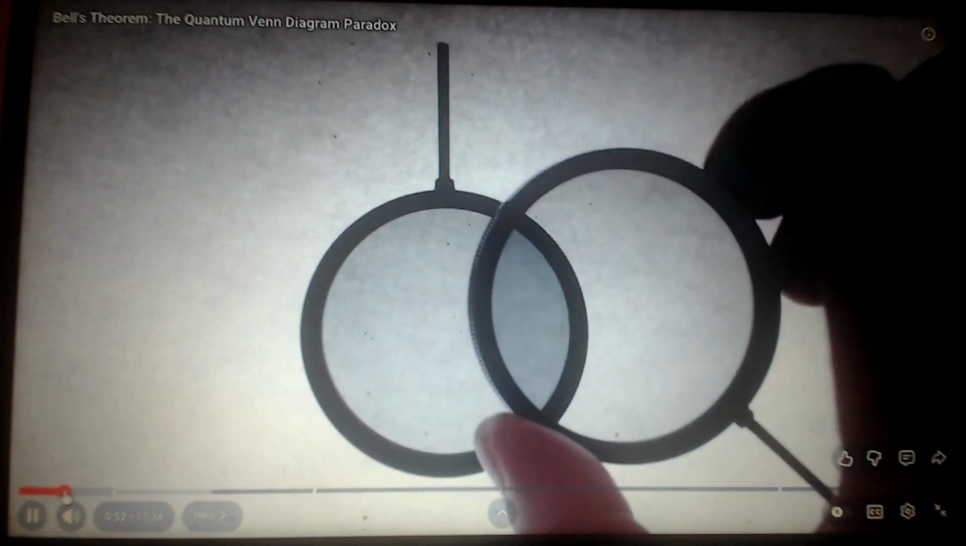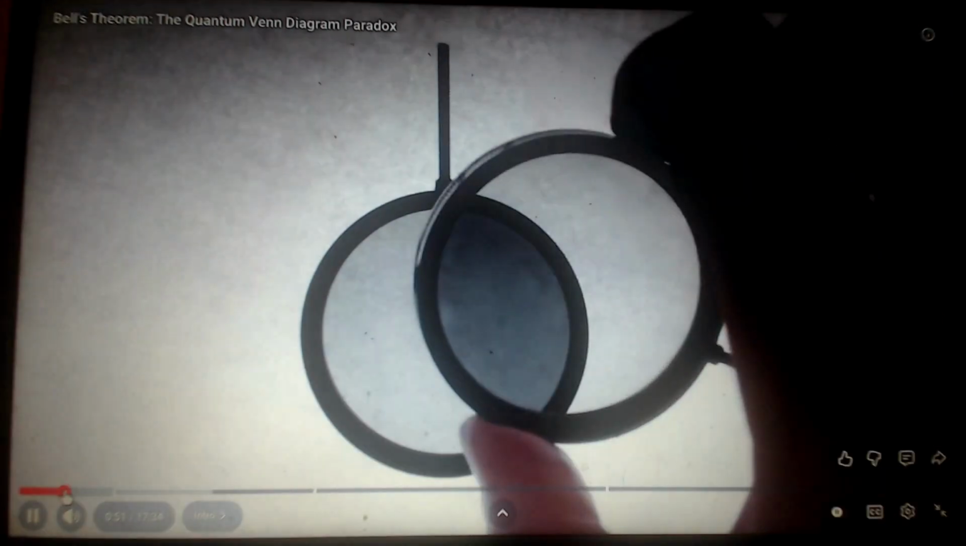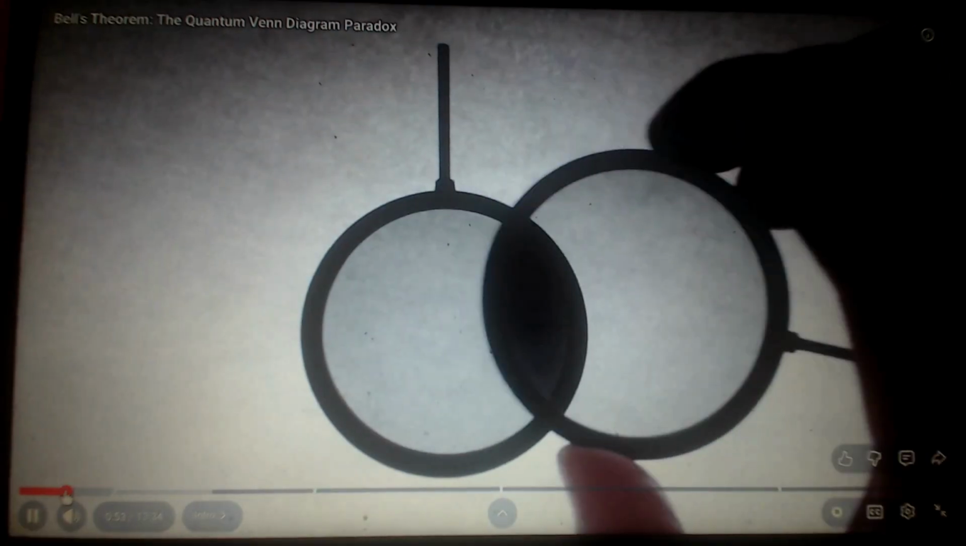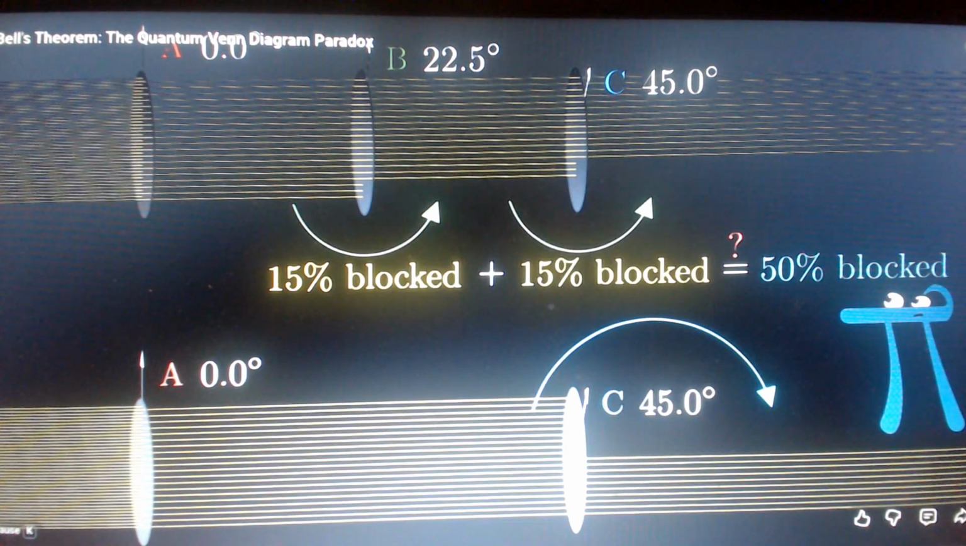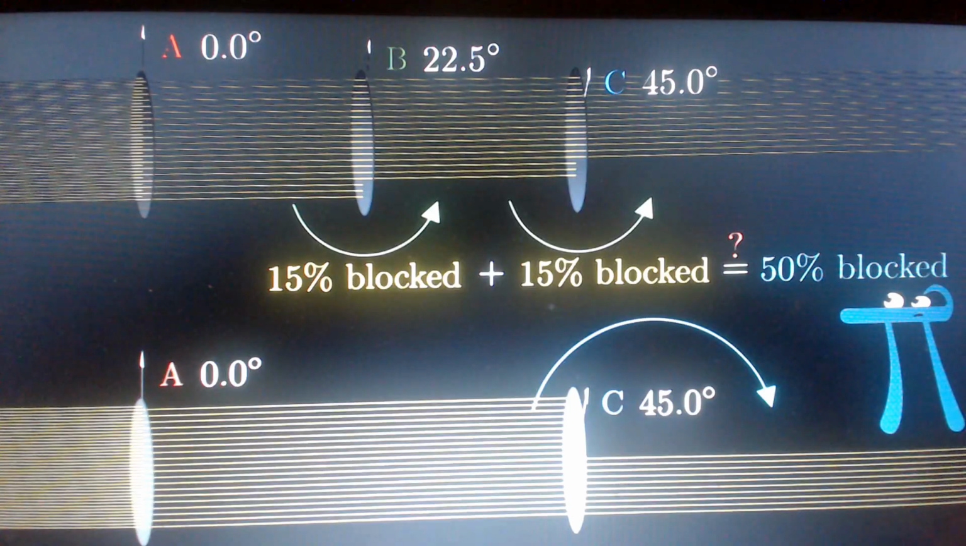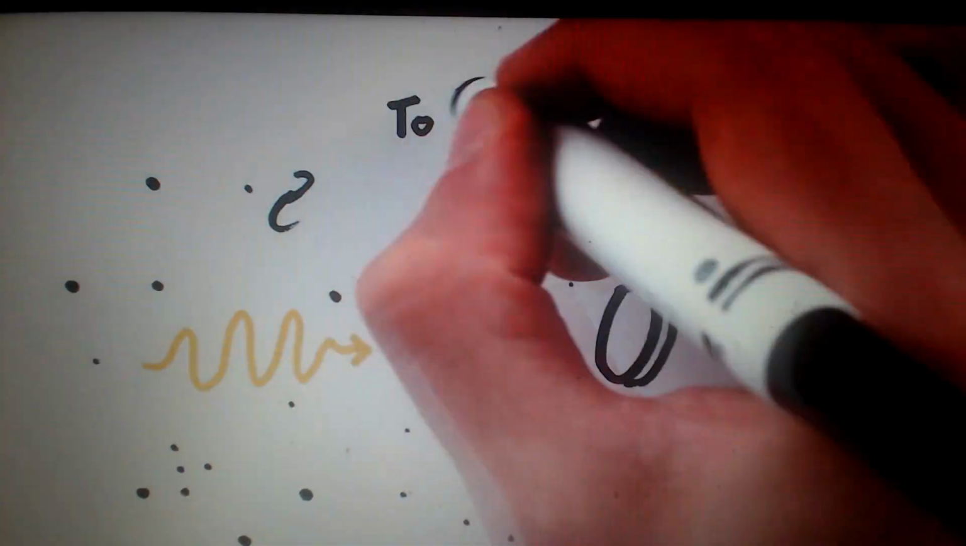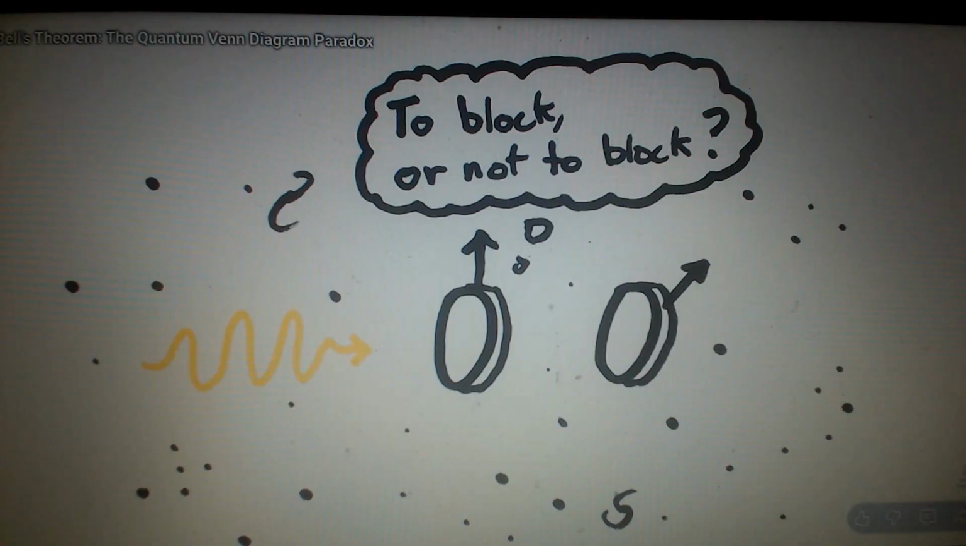All these filters do is remove light. Well, it doesn't, which is why the lamp looks a lot brighter when you insert filter B. But it really makes you wonder how the universe is deciding which photons to let through and which ones to block.